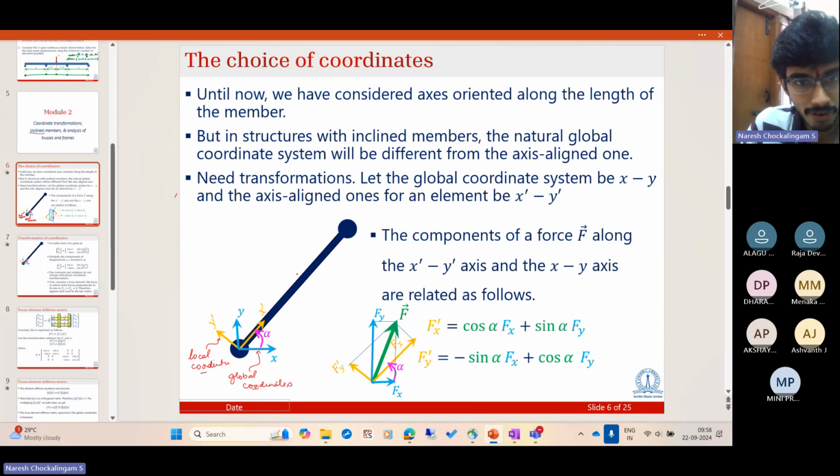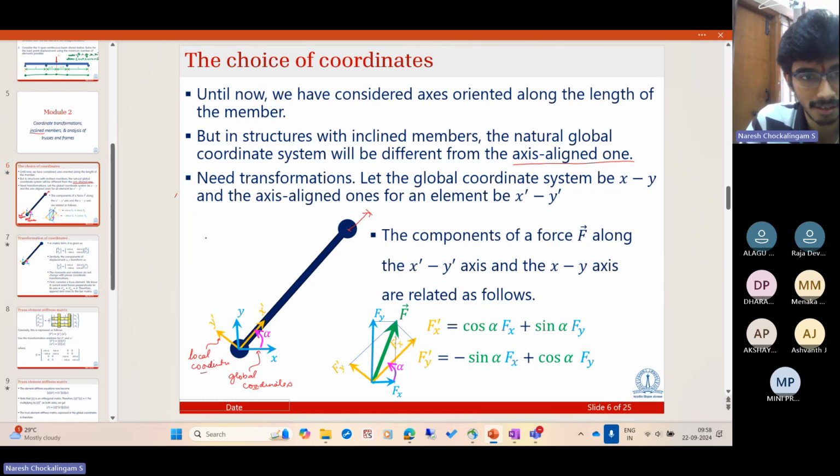The reason is, if you want to look at the strain in this member, how do you find it? It is the extension of this member divided by the total length of the member. But the extension of the member is easier to represent in the local coordinates than in the global coordinates. So we deal with two sets of coordinate systems. One we call the axis aligned coordinate system, where the x dash axis is aligned with the center line of the truss or frame member. And global coordinate is something that we are comfortable with.